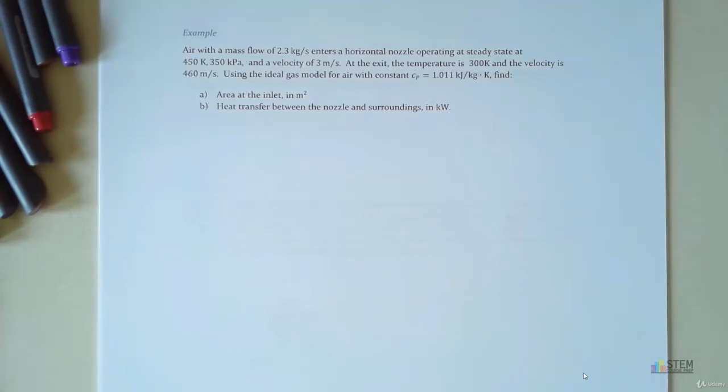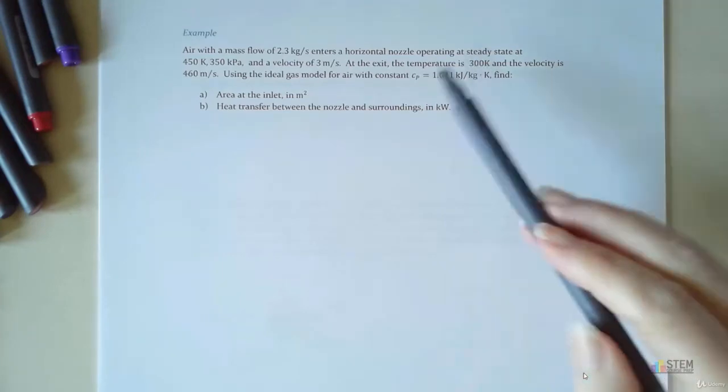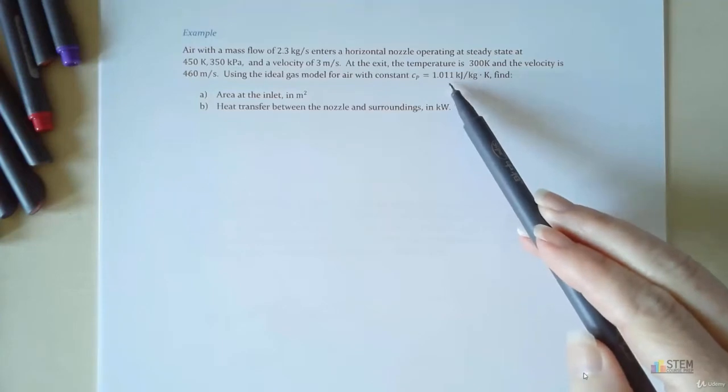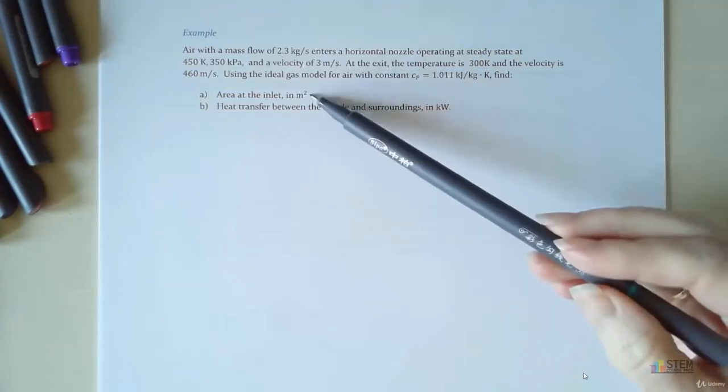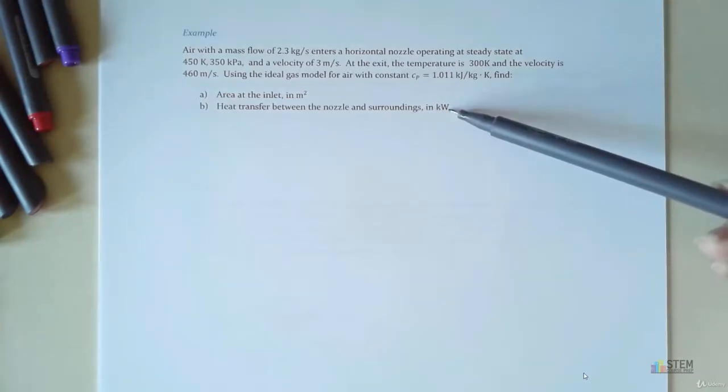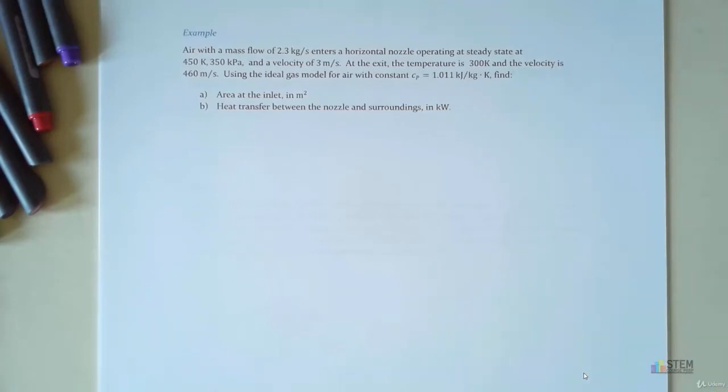Using the ideal gas model for air with the constant specific heat, constant pressure of 1.011, we want to find the inlet area and the heat transfer between the nozzle and the surroundings in kilowatts. Okay, that's what we're looking for.